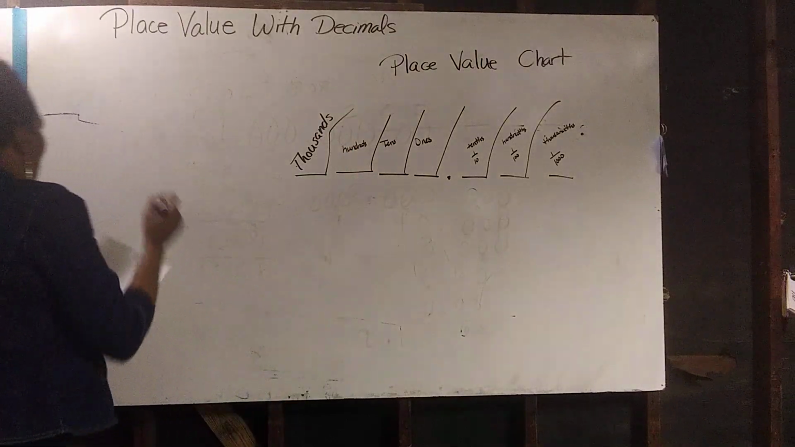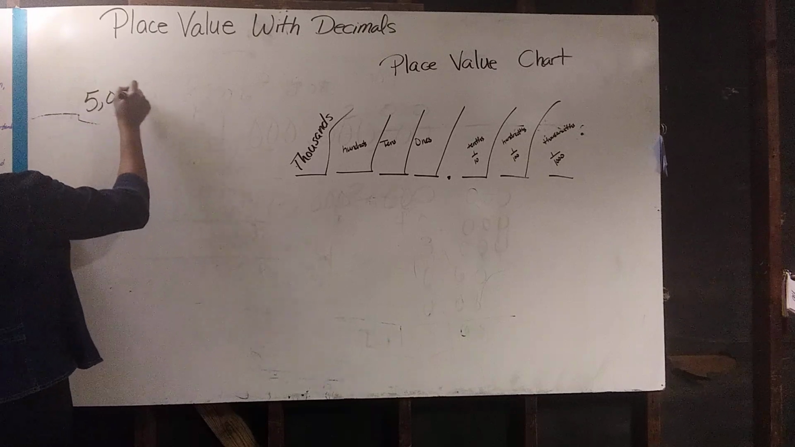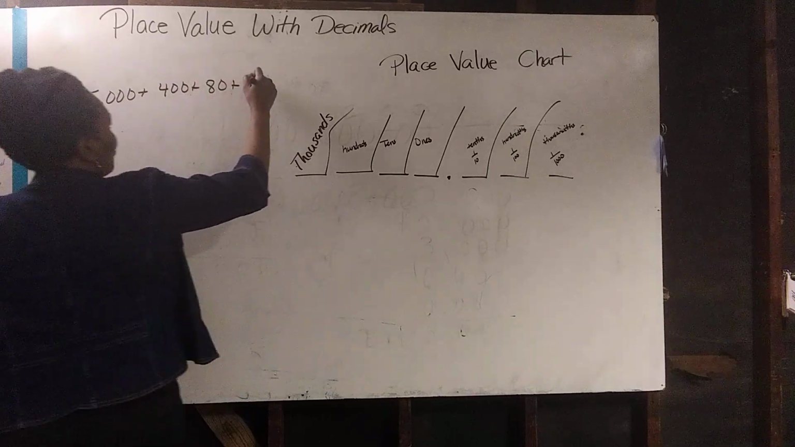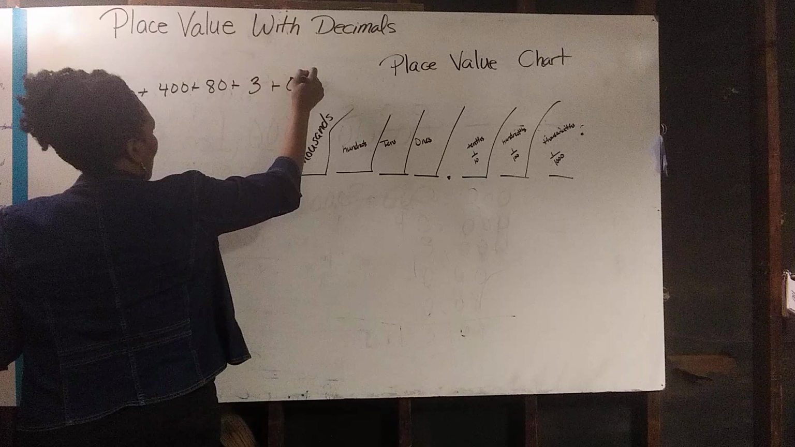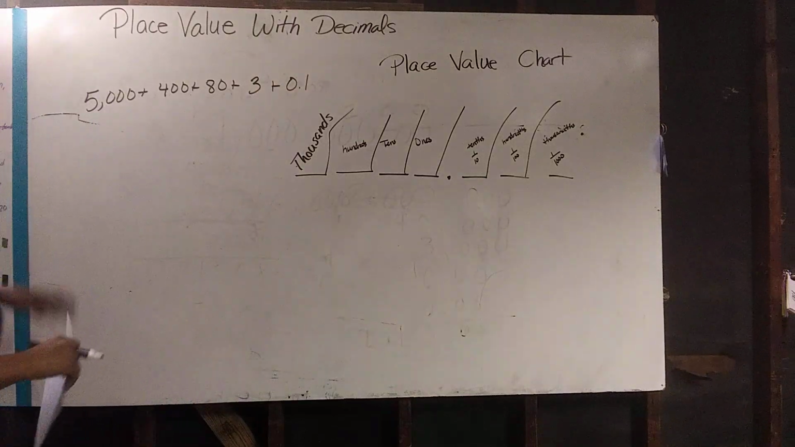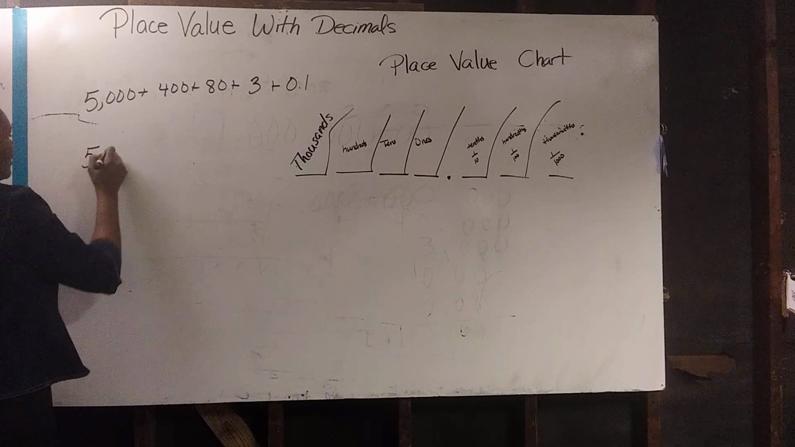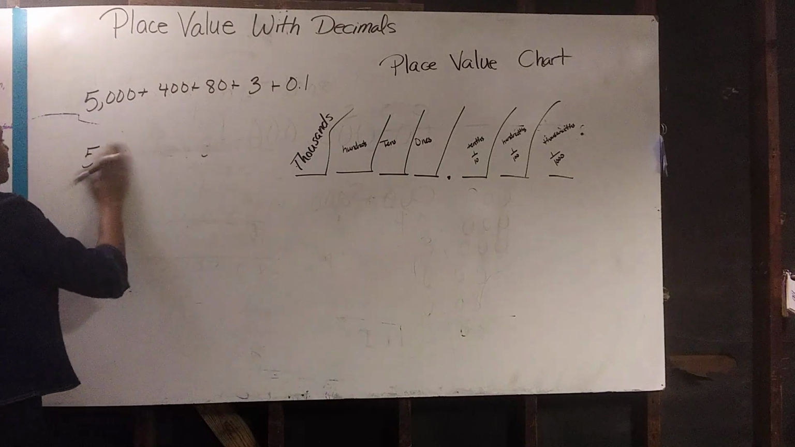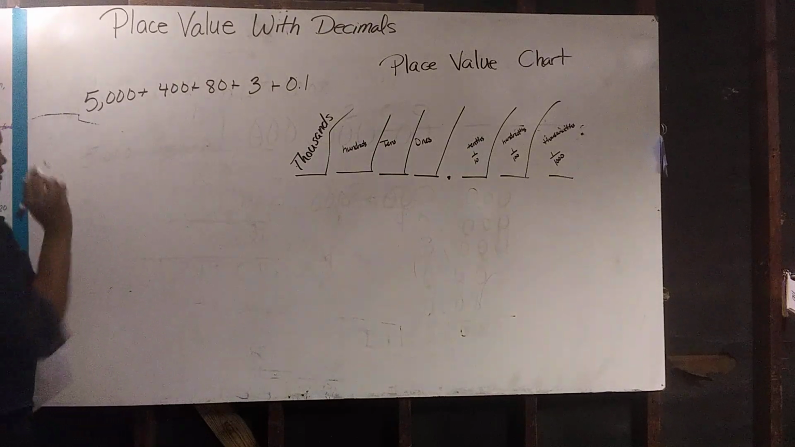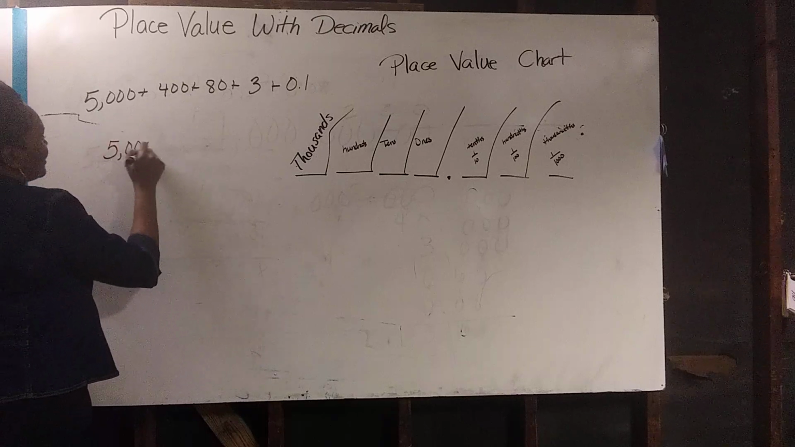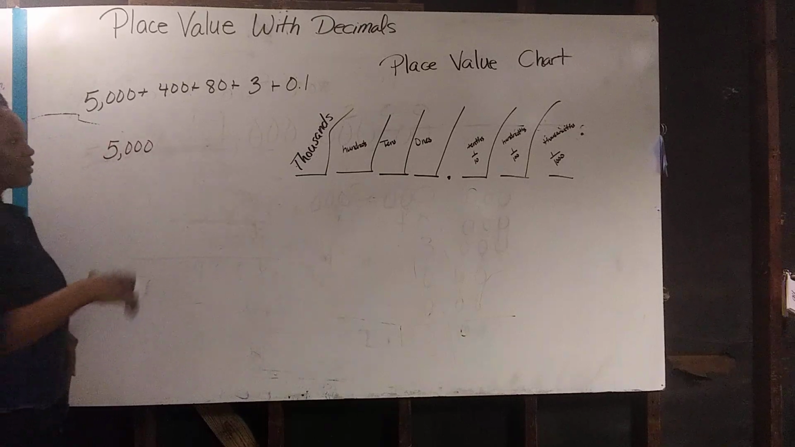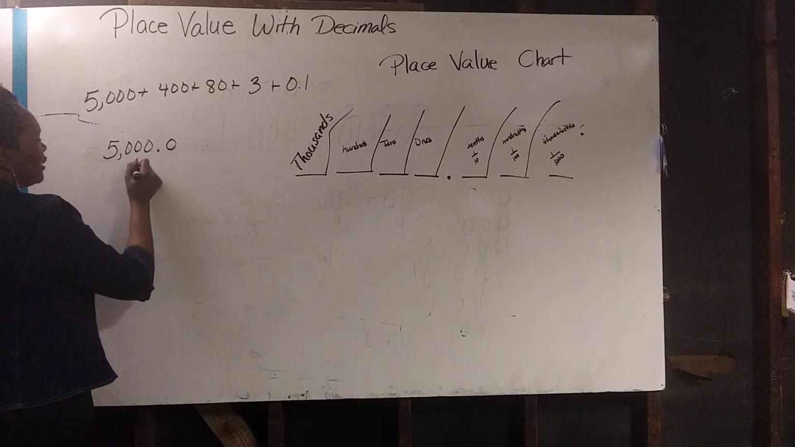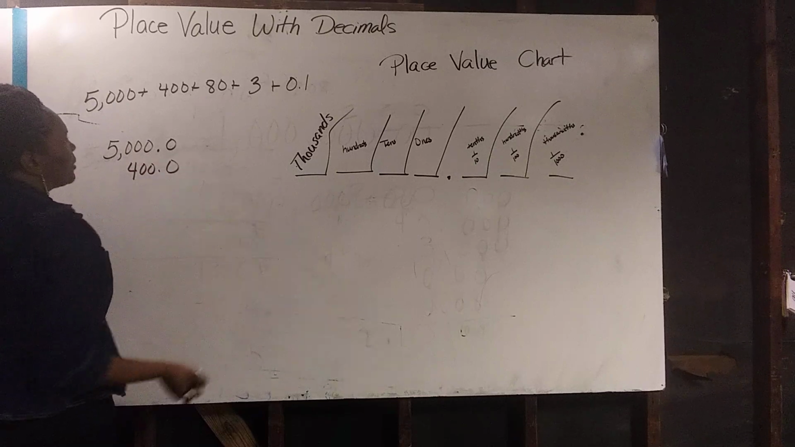All right, so we have the number 5,000 plus 400 plus 80 plus 3 plus 0.1. All right, there's two ways we can do this. We can do 5,000. And remember, it doesn't have a decimal. It's not showing me a decimal, so I can just put a 0 right there if I wanted to. Plus 400. Doesn't have a decimal, I can put a 0.